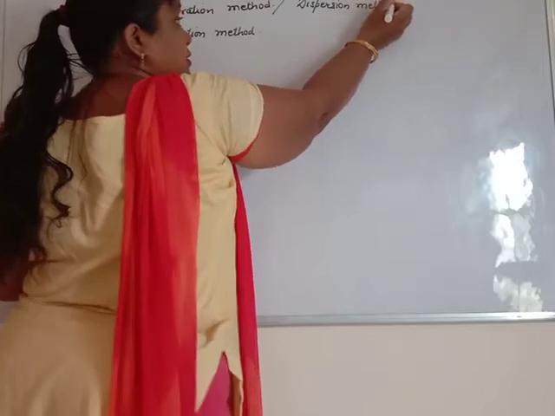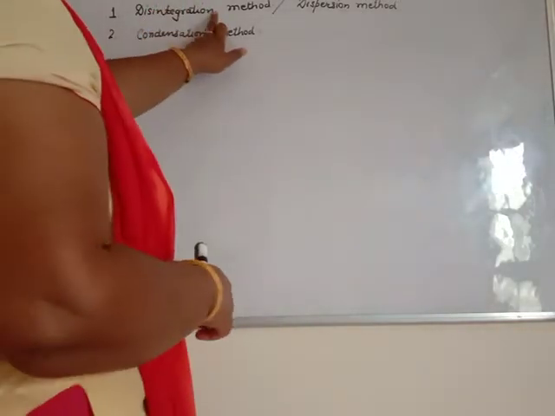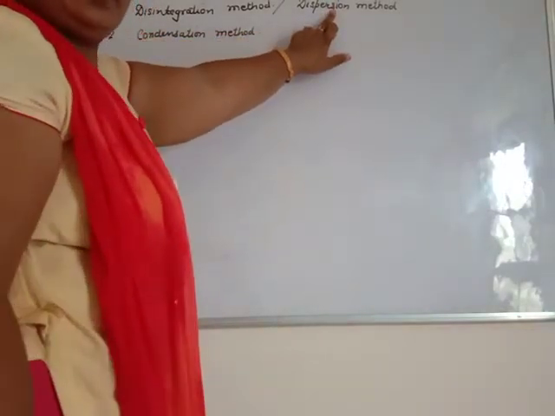This method is also known as the dispersion method because larger size particles decompose into smaller size particles, and the smaller particle size range exists between 1 nanometer to 1000 nanometer and gets dispersed in the dispersion medium. Therefore the disintegration method is known as the dispersion method.